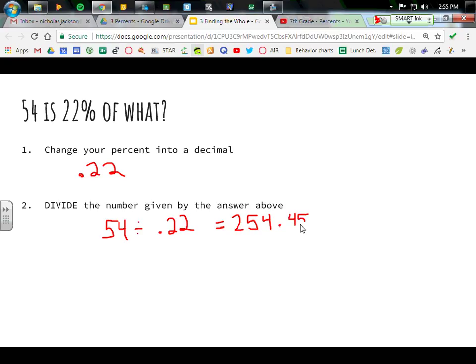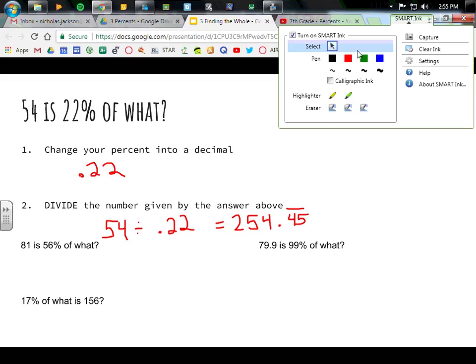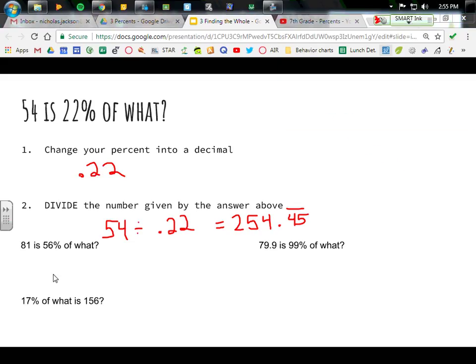All right. We can do this, right? We have a few more to practice. 81 is 56% of what? So we're going to change 56 to a decimal, divide it by 100, and we get 0.56. All right. So we're going to divide 81 by 0.56.